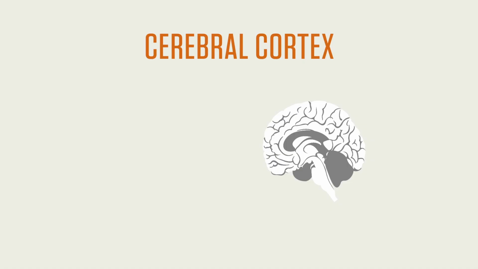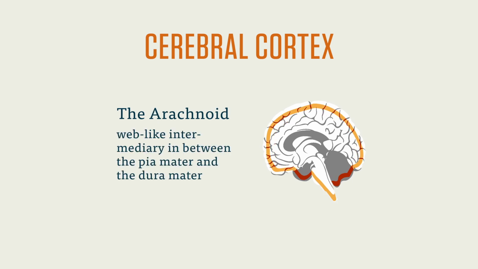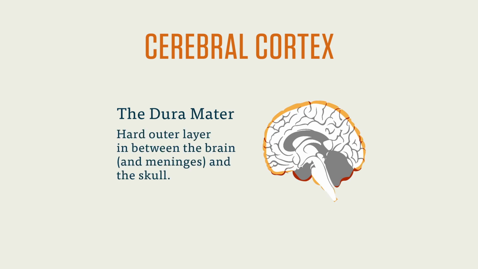On the CPC exam, you'll be tested primarily on surgical procedures performed on the spine, skull, meninges, and brain. Let's look briefly at each of these things now. The cerebral cortex of the brain has 4 lobes: the frontal lobe, parietal lobe in the middle toward the rear, the temporal lobe to the sides, and occipital lobe at the rear. The brain is coated by 3 meninges: the pia mater, the arachnoid, and the dura mater. The pia mater is a soft casing closest to the brain itself. The arachnoid is the web-like intermediary in between the pia mater and the dura mater, and the dura mater is the hard outer layer in between the brain and meninges in the skull.